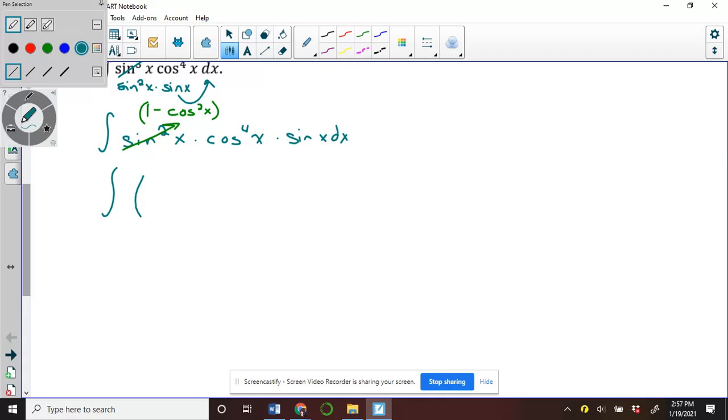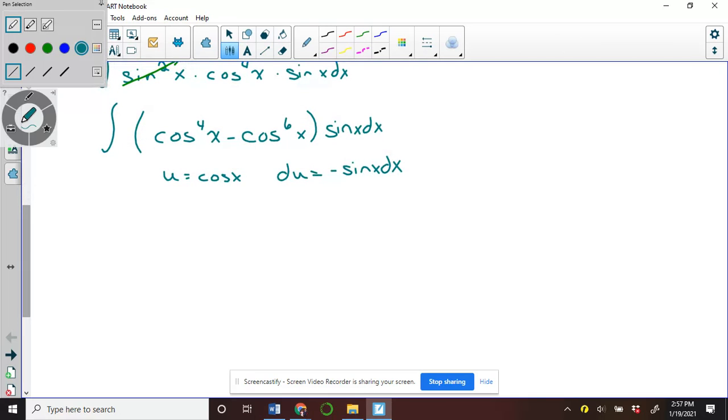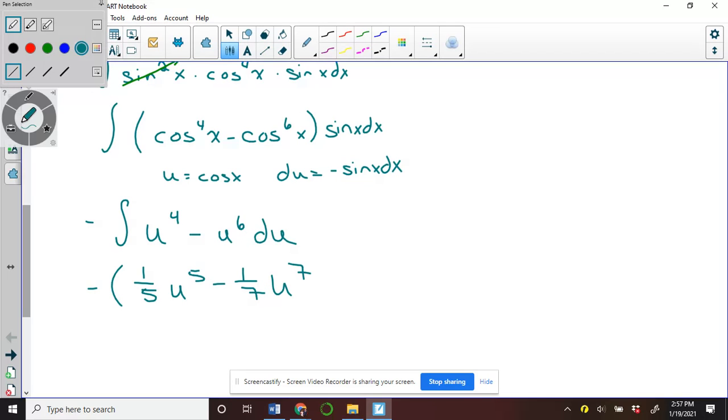This is the integral of cosine to the fourth of x minus cosine to the sixth of x times sine of x dx. This sets us up for a very nice u substitution where u is equal to cosine of x and the derivative is equal to negative sine of x dx. And that's why I paired that sine of x dx in the back of our equation. We do need a negative to balance, and we're integrating u to the fourth minus u to the sixth du. And that's a negative of 1/5 u to the fifth minus 1/7 u to the seventh plus c.